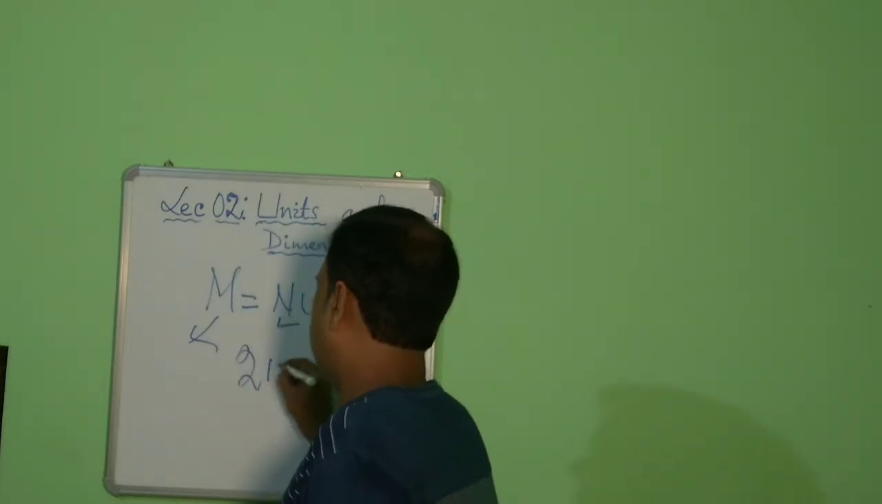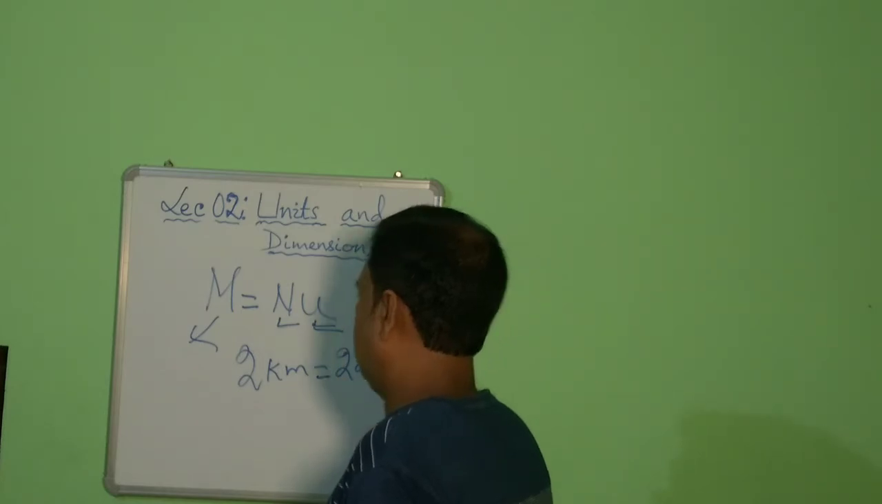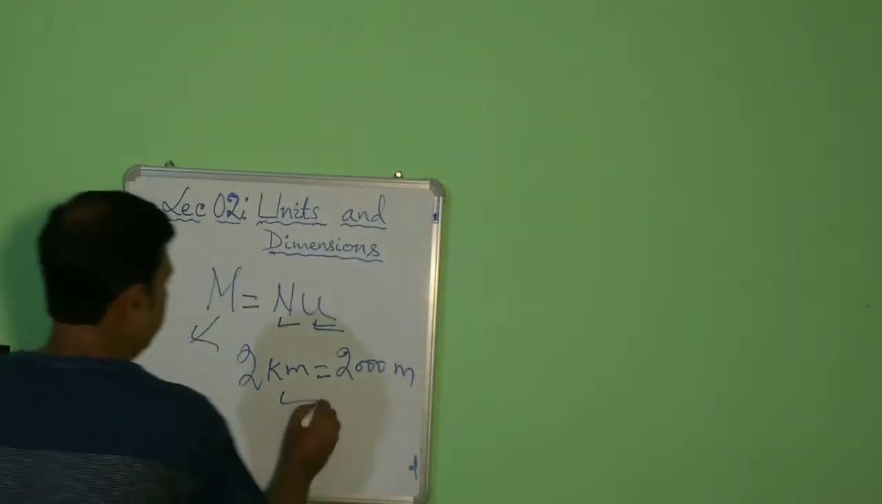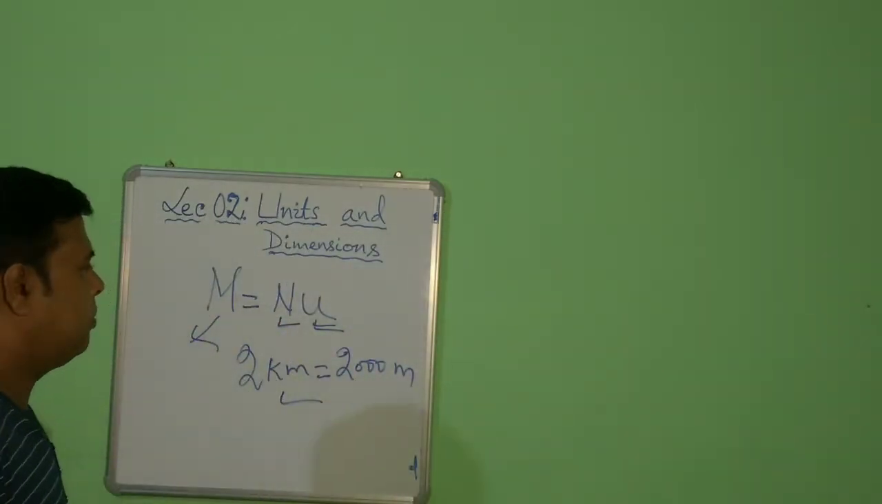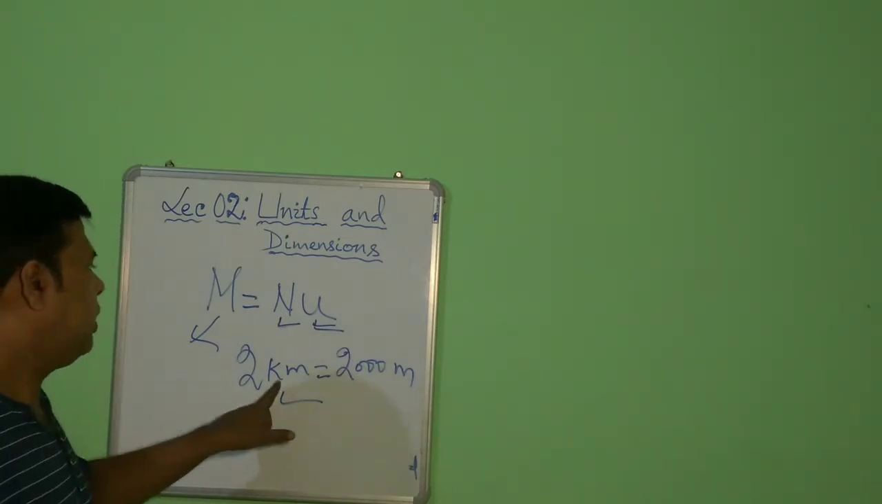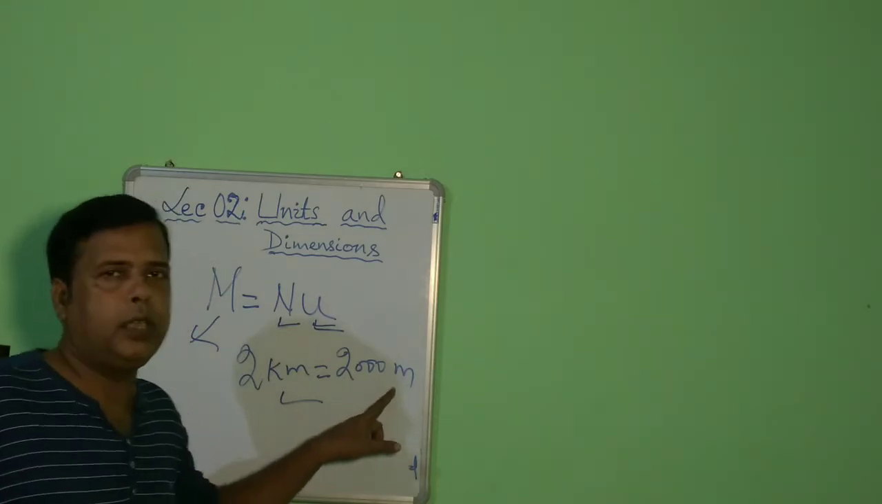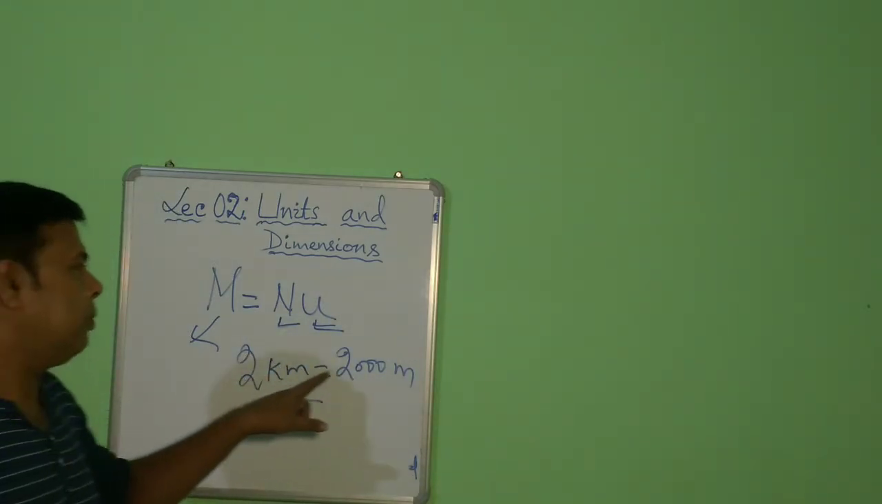Suppose 2 kilometer, we can express 2 kilometer as 2000 meter also. You see, kilometer is a bigger unit of distance, whereas meter is a smaller unit of distance. So when the bigger unit is used, numeric part becomes smaller, that is 2. And when the smaller unit is used, the numeric part becomes bigger, that is 2000.